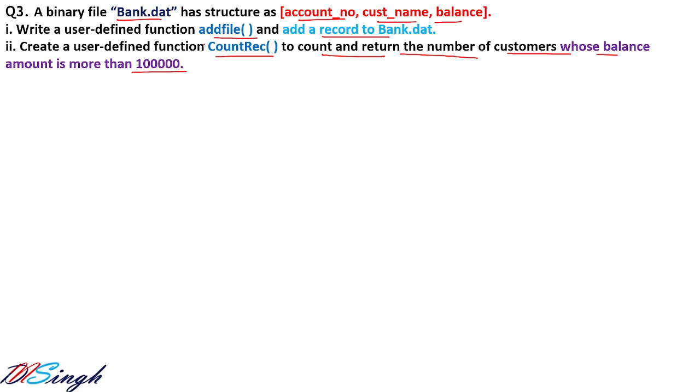We know that the pickle module needs to be imported. So we are going to write here: import pickle. Fine. After importing it, open the file in write mode or append mode. So we are going to open the file here in write mode, and we are going to create the record for writing inside this bank.dat.